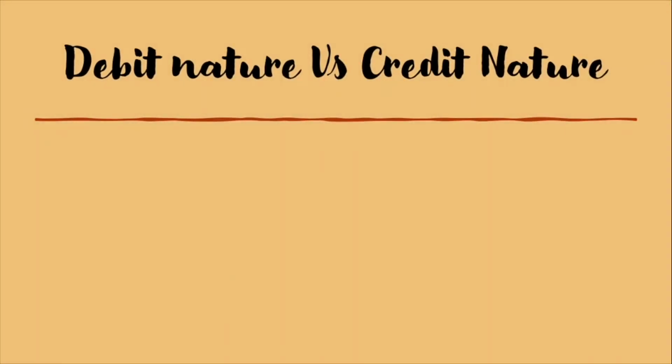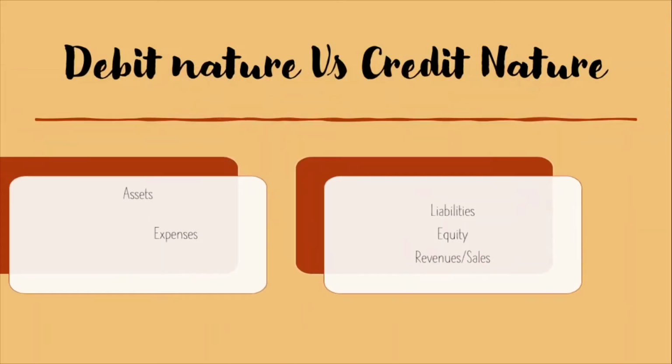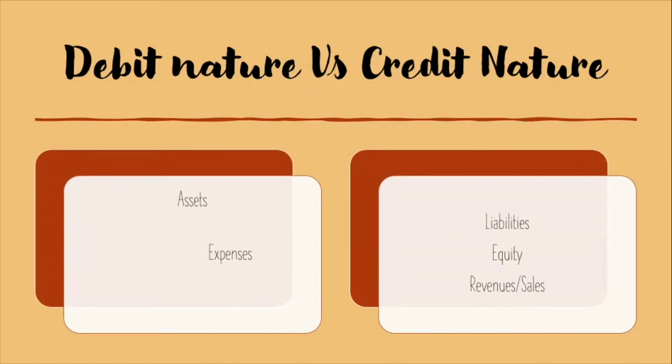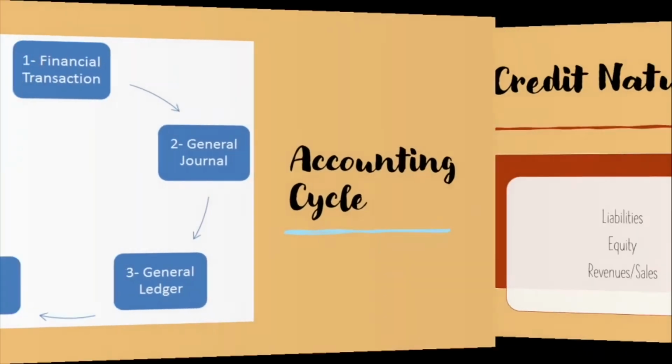But there are some accounts that have a debit nature and some that naturally have a credit nature. Assets and expenses, debit nature. Liabilities, equity, revenue, sales, credit nature. And you will see these on the financial statements, and see how they come into play. I will give you more detail on these in future videos.